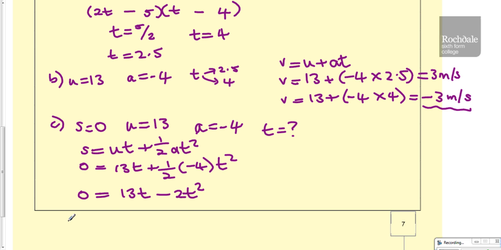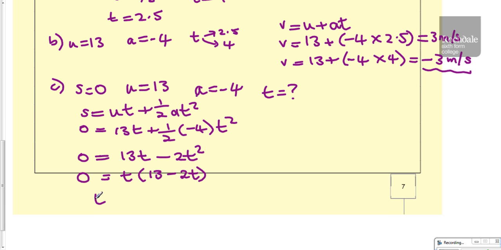This is a quadratic. It's one of those where we've got a t in both terms. So we take t out as a factor. And so this gives us two solutions. We've either got t equals 0 or 13 minus 2t equals 0. And solving this second one will give us that t is 13 over 2, which is 6.5 seconds. That tells us that it started off at this particular point, O, at 0 seconds, and it gets back there at 6.5 seconds.